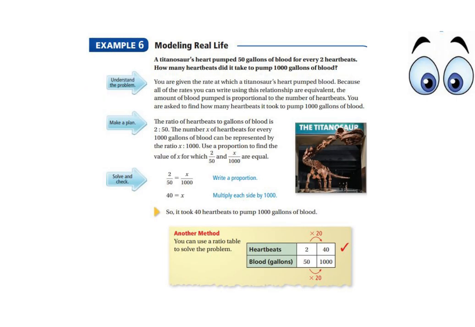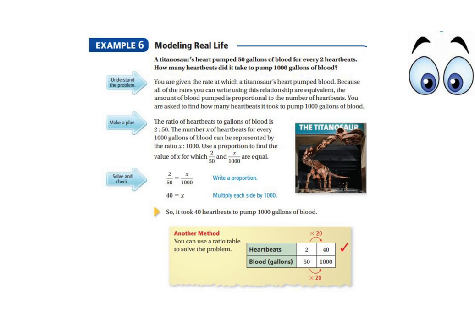Our final example, number 6, it says a Titanosaurus's heart pumped 50 gallons of blood for every 2 heartbeats. How many heartbeats did it take to pump 1,000 gallons of blood? So you're given the rate at which the Titanosaurus's heart pumps. Because all the rates you can write using this relationship are equivalent, the amount of blood pumped is proportional to the number of heartbeats.